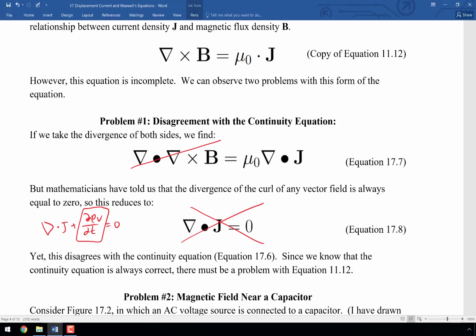The analysis that we did to lead to that point was valid, so therefore we know that this equation is not correct. So we know that the quote incomplete version of Ampere's law is not valid. So you knew that because I told you it was incomplete. But if you try to put yourself in 1840 and say, oh, here's something that's been discovered, and now you come up with this analysis and you say, wait a minute, there's a problem with that. And we need to investigate that problem further because we know that the continuity equation is correct. And if the continuity equation is correct, then equation 11.12 cannot be correct.